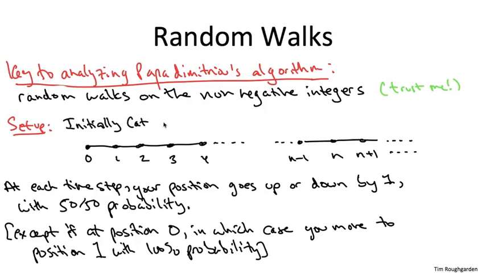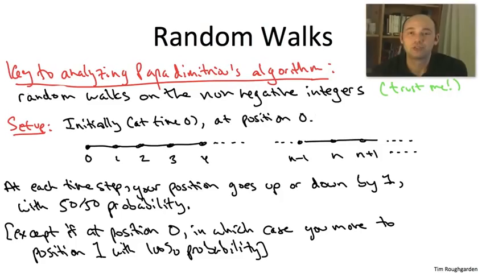We assume that your exam room is located at this position 0 at the dead end. In other words, at time 0, you're at position 0. There's a lot of interesting questions you can ask about random walks on the non-negative integers. Here's the one we're going to be interested in. Imagine your dorm room is n steps away from the exam room. That is, your dorm room is at position n.